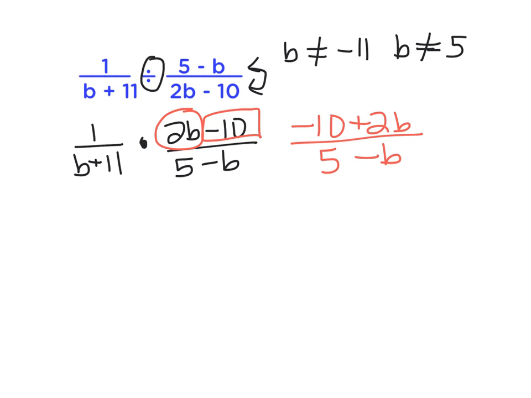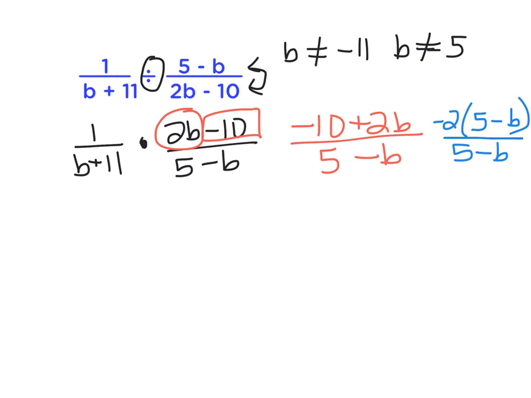Now I'm going to go ahead and look at this top, which I know can be factored, and I'm going to factor out, I now have a leading negative, so I'm going to factor out a negative 2. So negative 2 is coming out, and negative 10 divided by negative 2 is 5. 2b divided by negative 2 leaves me with negative b. And then on bottom, I've got 5 minus b. So just taking those two steps really cleans this problem up.